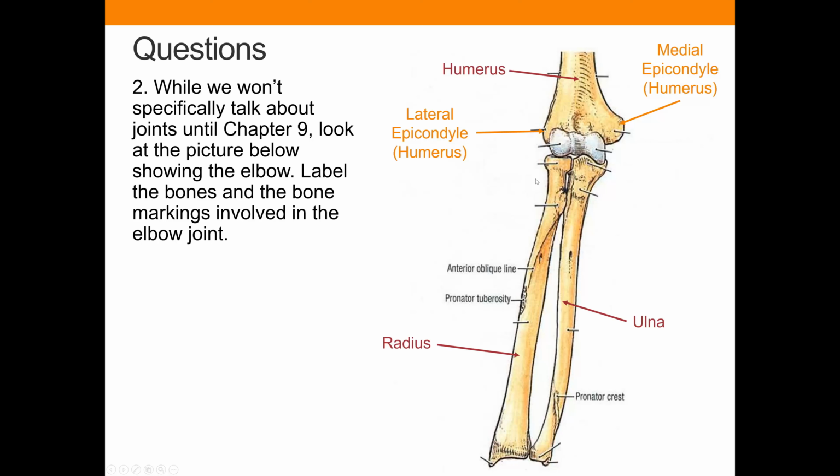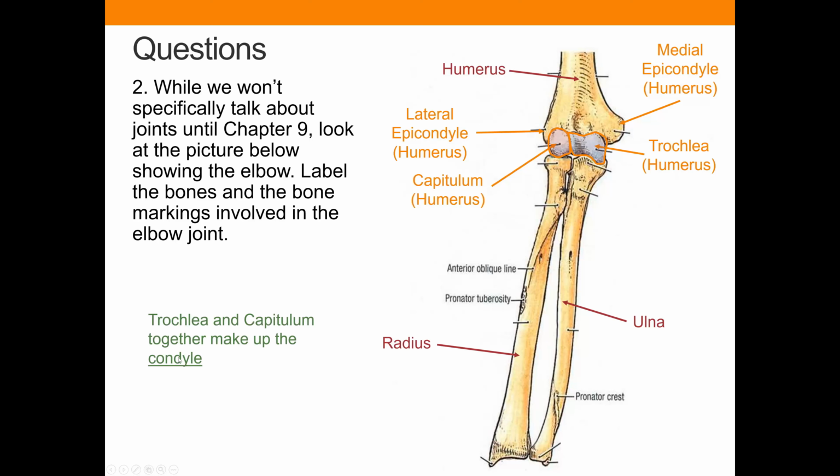And then if I look at the connections between the humerus and the ulna, the trochlea is the region that is going to form a joint with the ulna. So the ulna has that C-shaped trochlear notch that will wrap around the trochlea on the humerus. And then the capitulum is this round marble-like structure that forms a joint with the head of the radius. And remember that the capitulum and the trochlea together make up the condyle of the humerus. But on exams and stuff, we're probably going to ask you to be specific and actually know the difference between the capitulum and the trochlea.